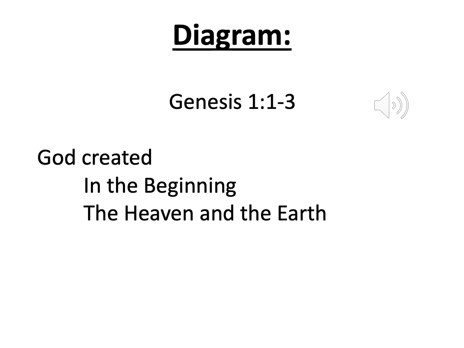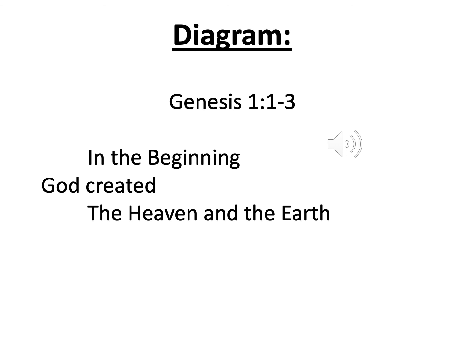So what do we do with verse 1? God created. Well, we're told when God created, in the beginning, and we're told what God created, the heavens and the earth. Now, occasionally, because "in the beginning" comes before the main clause, "God created," I will sometimes put it on top of the main clause, but still indented. The most important question, though, is how does verse 1 relate to verses 2 and 3?